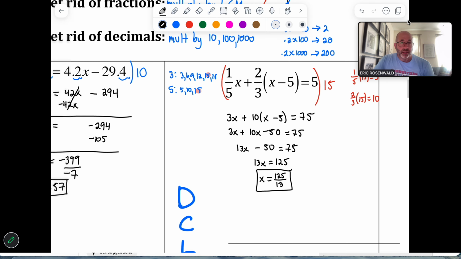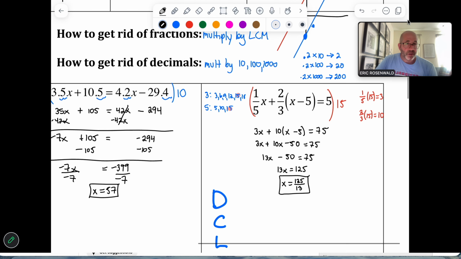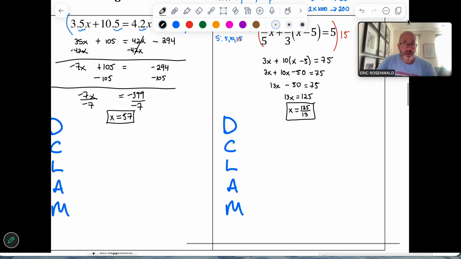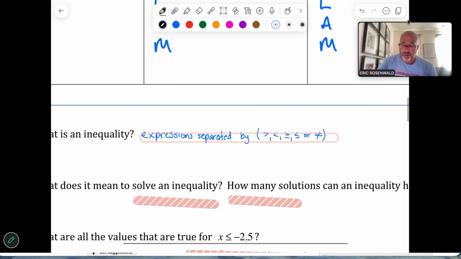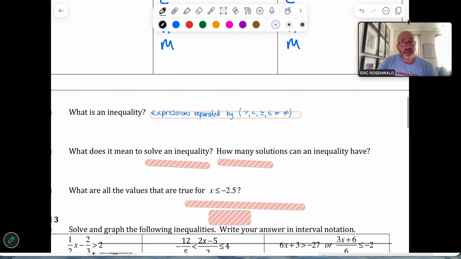All right, let's try moving on to our next one here. For the next part, we're going to be talking about inequalities. So an inequality is a set of expressions that are separated by signs such as greater than, less than, greater than or equal to, or less than or equal to, or even not equal to, okay? So what does it mean to solve an inequality?